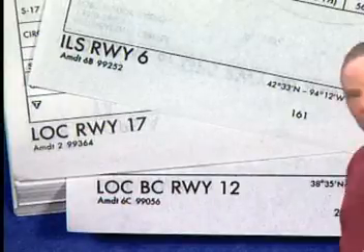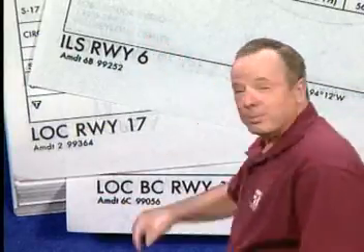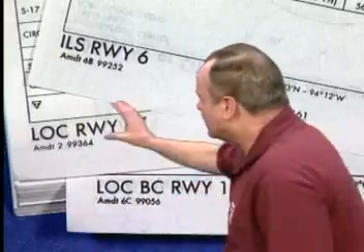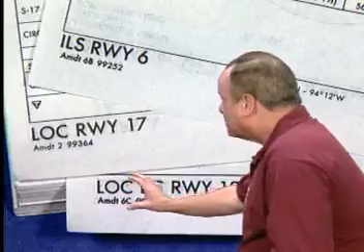Now, folks, you are already familiar with an ILS approach. You're familiar with a localizer approach, and you're even familiar with their backward cousin, the localizer backcourse approach. And you know that there's one thing that all of these have in common. They're electronic funnels that guide you right in on the center line of the runway.